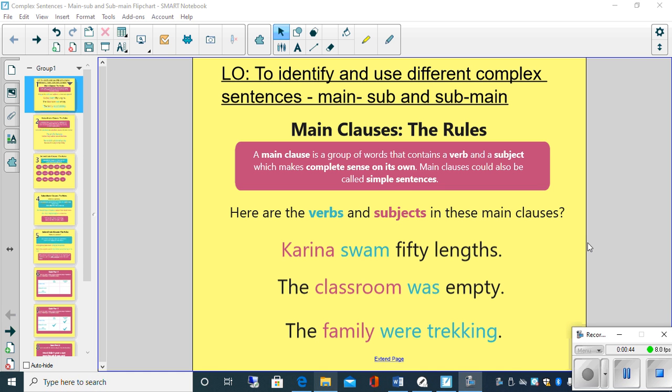So main clauses. A main clause is a group of words that contain a verb and a subject which makes complete sense on its own. Main clauses could also be called simple sentences, which we know them as here. Here are the verbs and the subjects in the main clauses below, and they're color coded so you can clearly see what they are. Karina is the subject, swam being the verb, 50 lengths. The classroom was empty. Classroom being the subject, the verb being was. The family were trekking. Family being the subject and were trekking the verb.